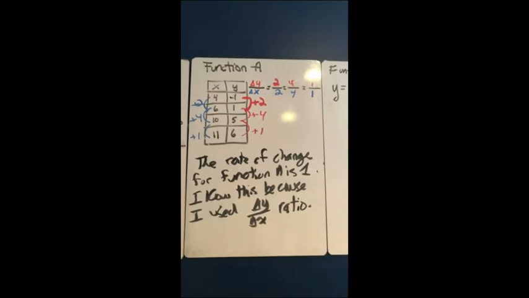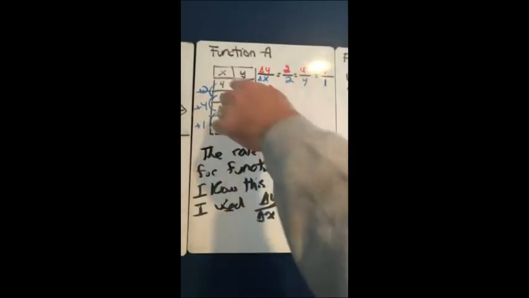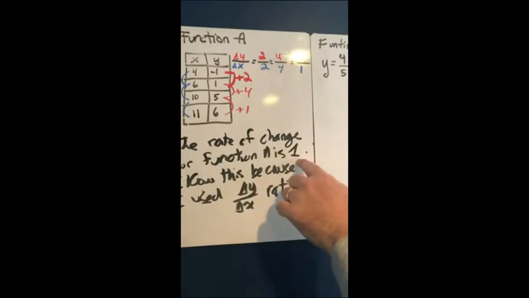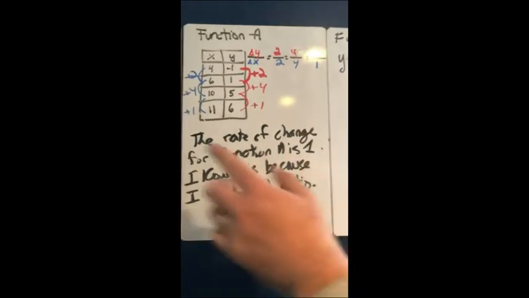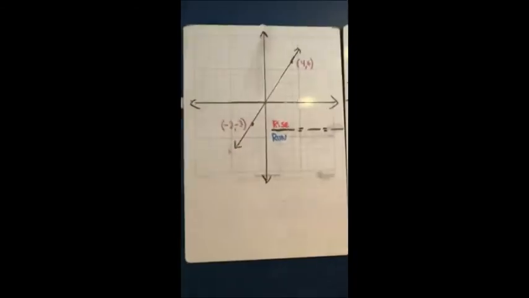So that's function A, where the rate of change is the same as the slope, so the rate of change is 1. So now over here to function B. Function B was a table.